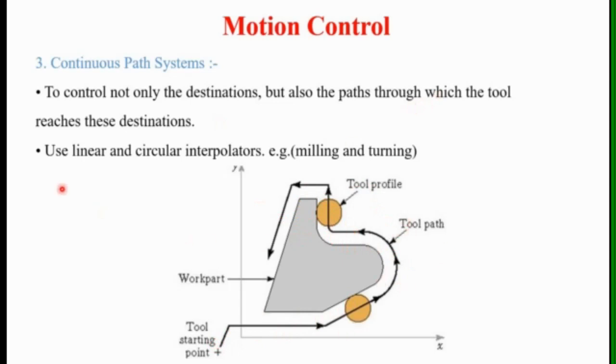Okay, this uses linear and circular interpolators. For example, milling and turning operations may be possible with this type of motion control. That means straight movement is there, as well as movement along the tool path.